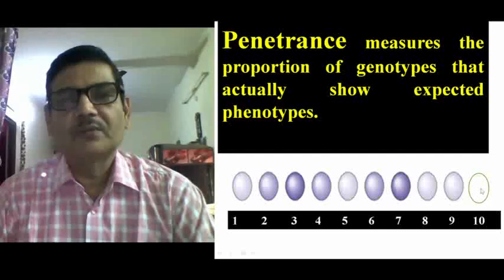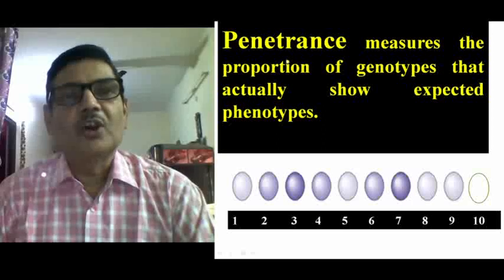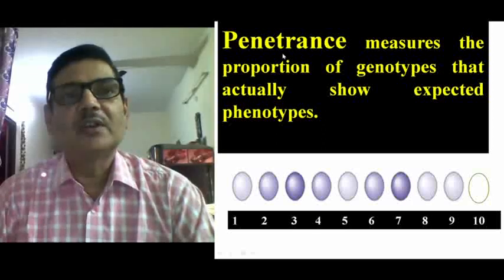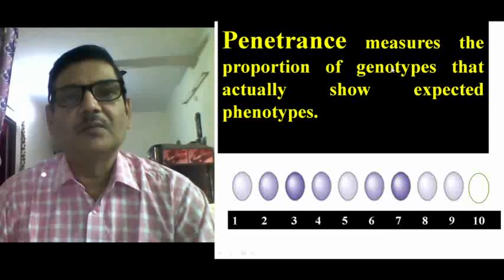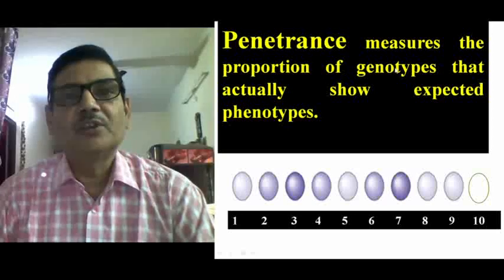Means 1 out of 10, it means 10%. So there is 10% incomplete penetrance, or in other words we can say that this particular trait is showing 90% penetrance. So now we can understand this definition, that penetrance measures the proportion of genotypes, the exact extent of appearance of the phenotype in all those individuals which have similar genotypes.